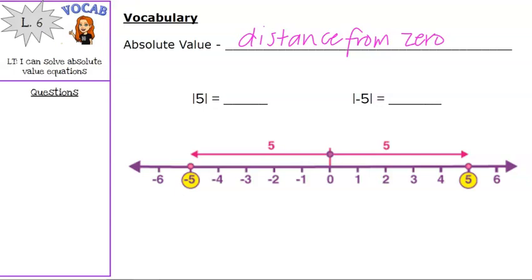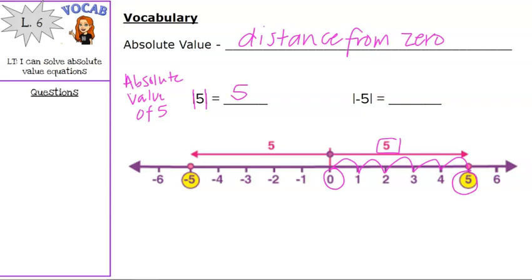So if we look at our examples, we have these straight bars around 5, and those straight bars represent absolute value. So I would read this as the absolute value of 5, or I would read that as what is the distance from 0 to 5? If I look from 0 to 5, I have to make 1, 2, 3, 4, 5 jumps. So the distance from 0 to 5 is 5, or the absolute value of 5 is 5.